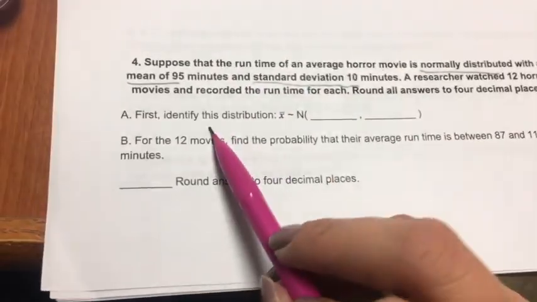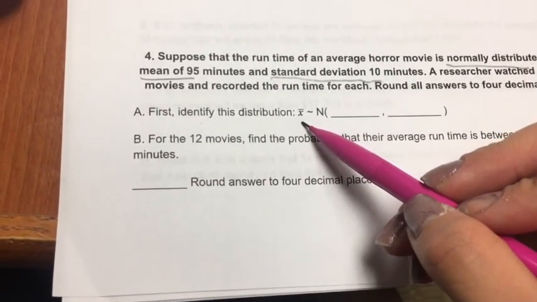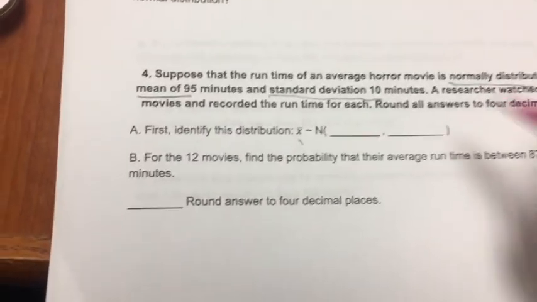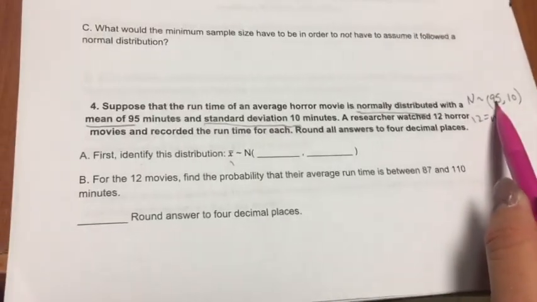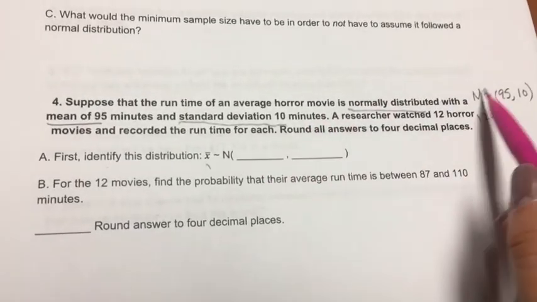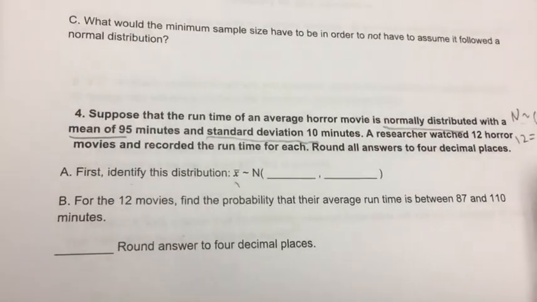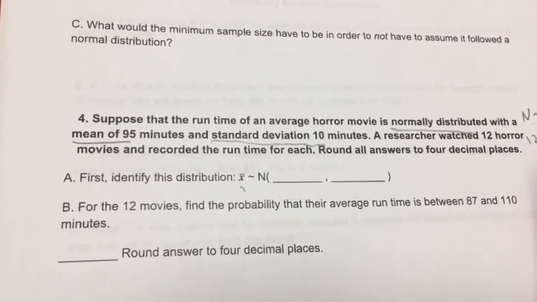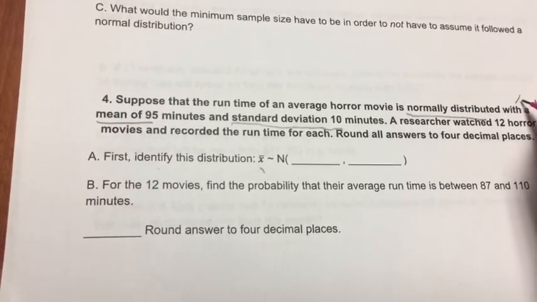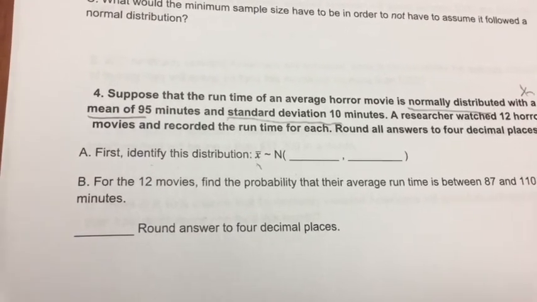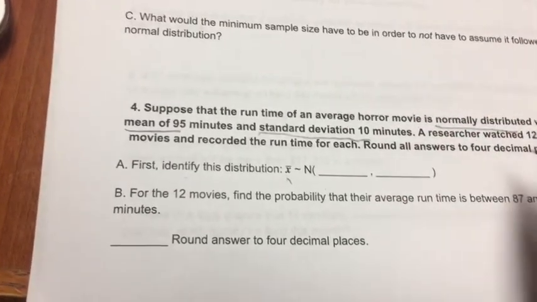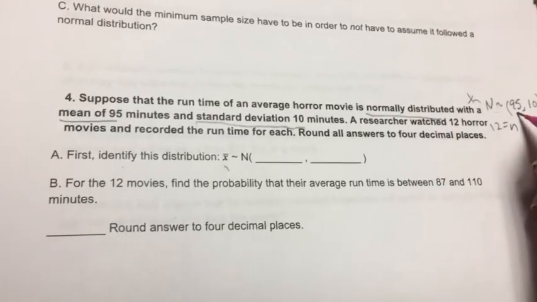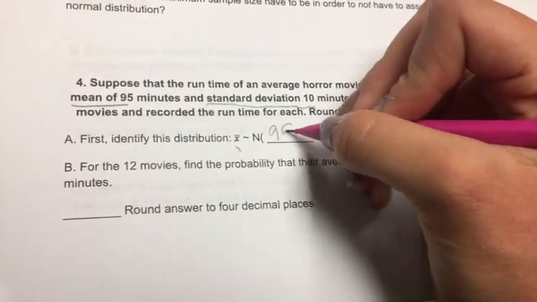Now A is telling you that it wants the distribution for a sample mean. And so whenever you see this X bar right here, your mean is going to stay the same. Just as how 95 was your mean for the regular X distribution, it's going to be the same for your sample mean distribution. So the 95 went over here, and now it's going to go over here.